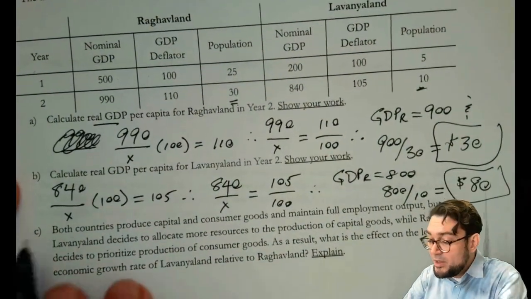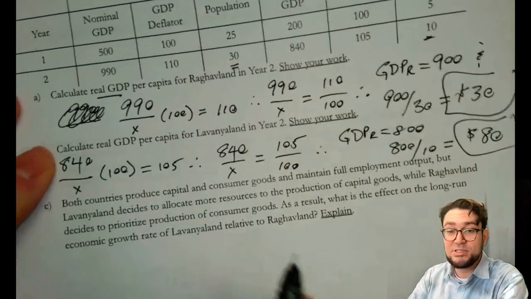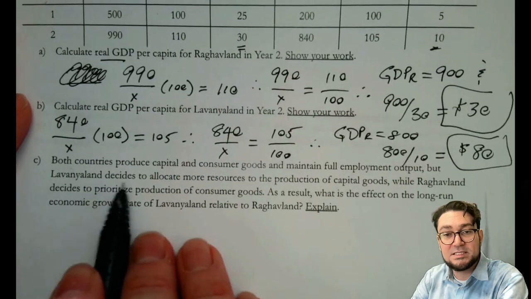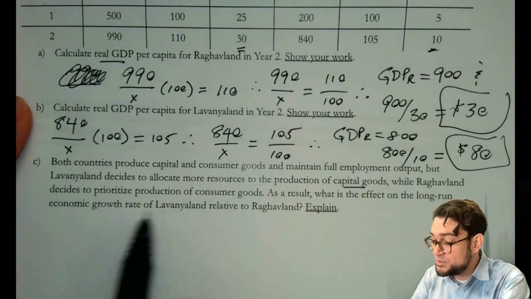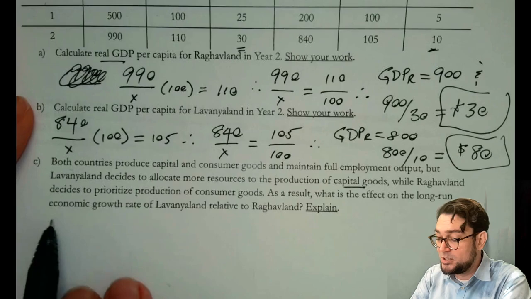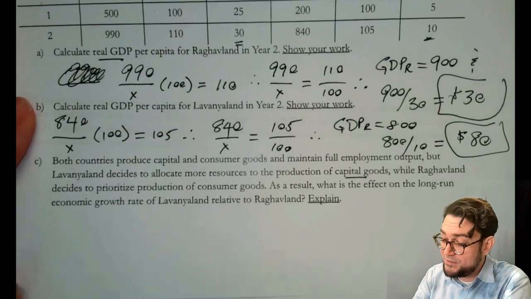Both countries continue to produce capital and consumer goods and maintain full employment output, but Lavagnaland decides to allocate more resources to the production of capital goods, while Roggevland produces consumer goods. As a result, what's the effect on the long-run economic growth rate of Lavagnaland relative to Roggevland?